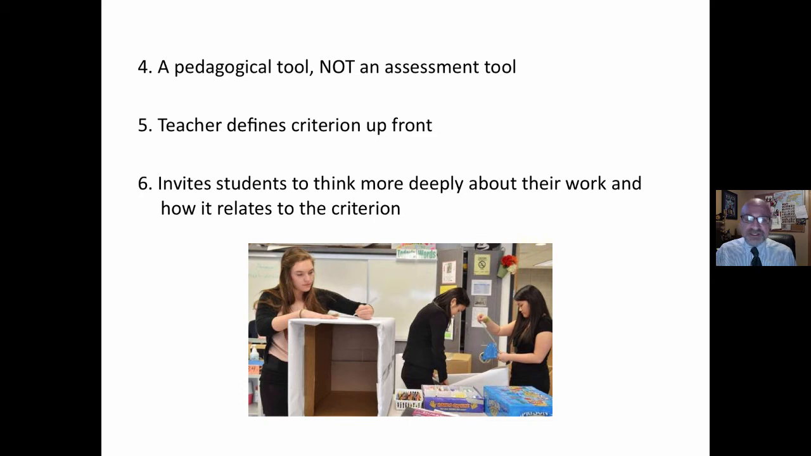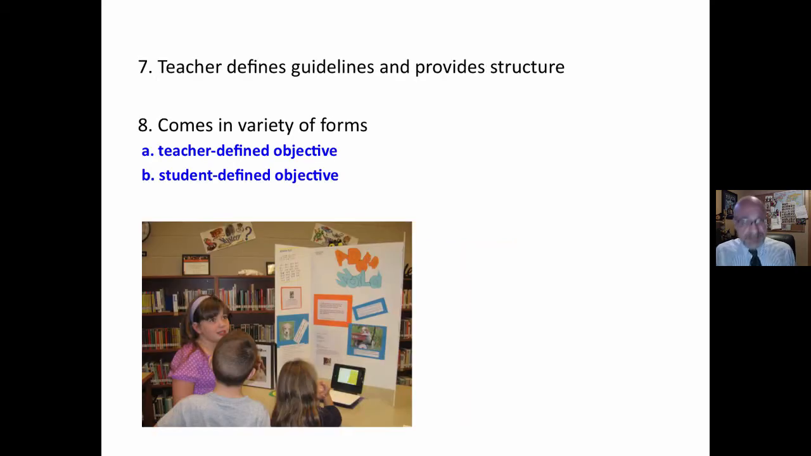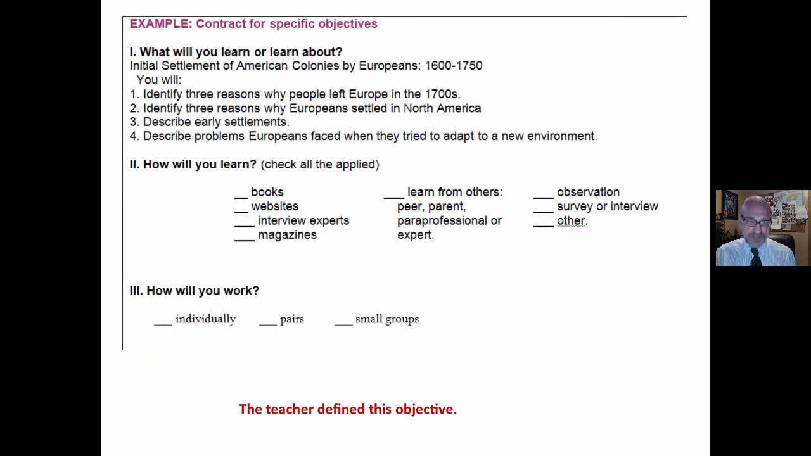In this way, the student is invited to think more deeply about what they're doing and how it relates to the specific criterion. The teacher also defines guidelines and provides structure, and depending on students, the level of structure varies. It comes in a variety of forms. The two main types are teacher-defined objectives, where the teacher defines the objective, and the other one is where the students define the objective. And I'll show you an example of both.